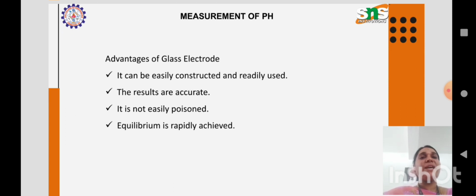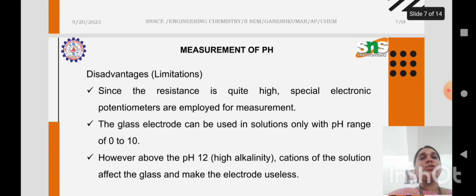Now the advantages of the glass electrode for the measurement of pH: it can be easily constructed and readily used. The results are very accurate. It is not easily poisoned and equilibrium is rapidly achieved. These are the advantages of the glass electrode.